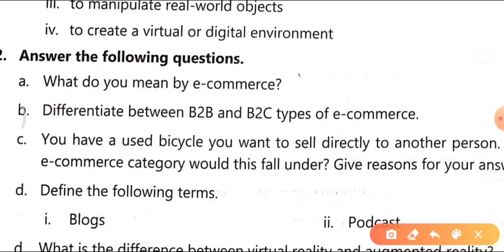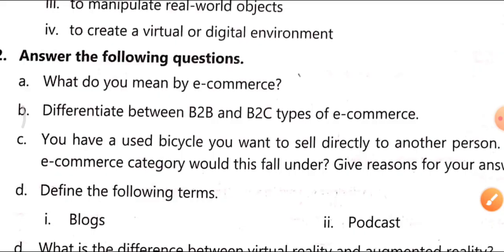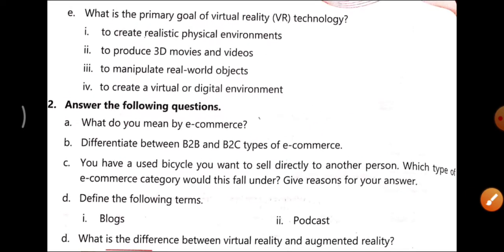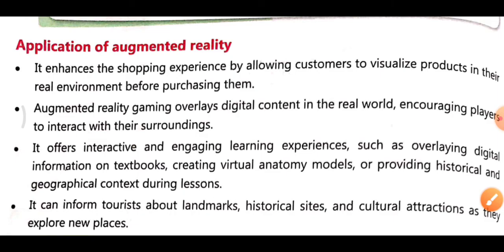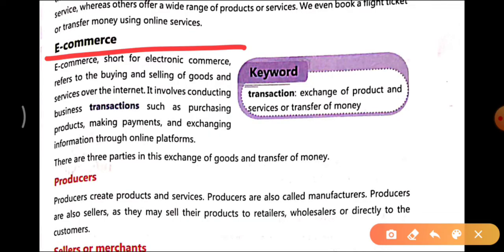Descriptive kind of questions. What do you mean by e-commerce? E-commerce. E stands for electronic commerce. Now electronic means digital, commerce means business, and online business is nothing but e-commerce. I will directly go to the reference because reference helps us understand things. Now the definition. E-commerce is a short form of electronic commerce. You can also call it digital commerce, online business, which is used to buy and sell products, goods, services over the internet, that is online.